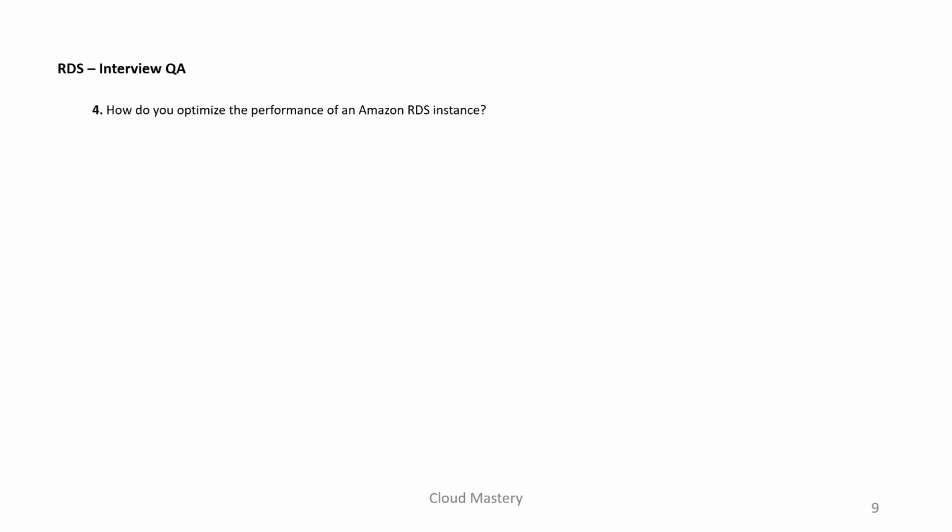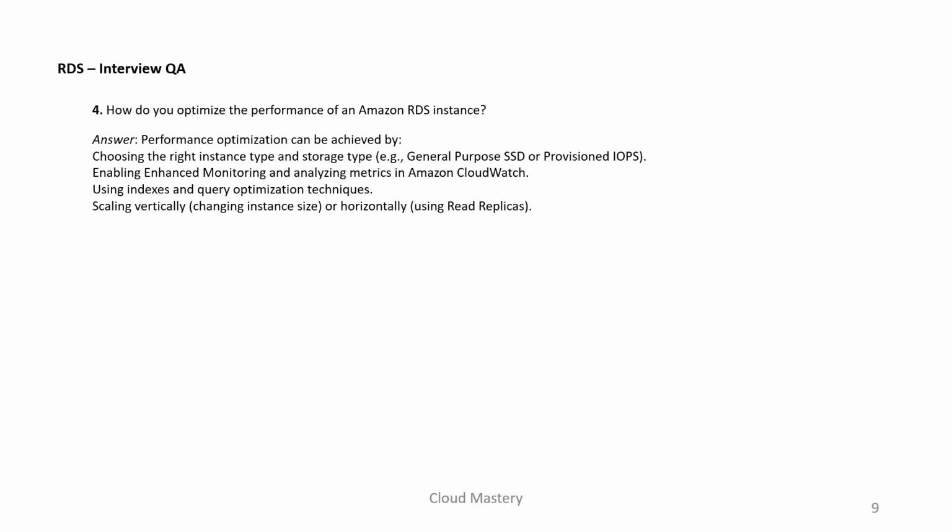How do you optimize the performance of an RDS instance? Suppose there is a scenario where your RDS instance has some slowness and users are complaining that they are getting some issues. That is a scenario that can be asked by the interviewer. Then you can answer this way: we have to choose the right instance type and storage type, for example General Purpose or Provisioned IOPS, and then we can enable monitoring with Amazon CloudWatch.